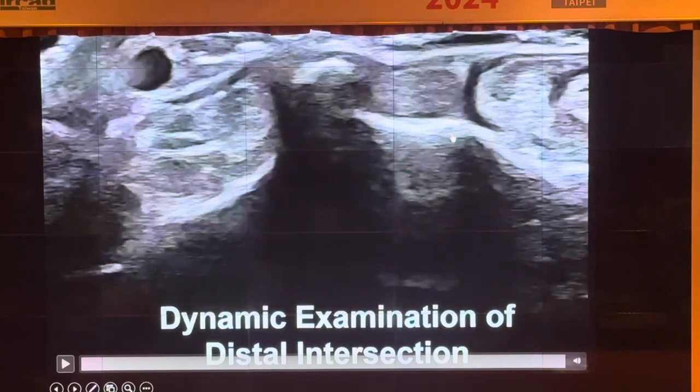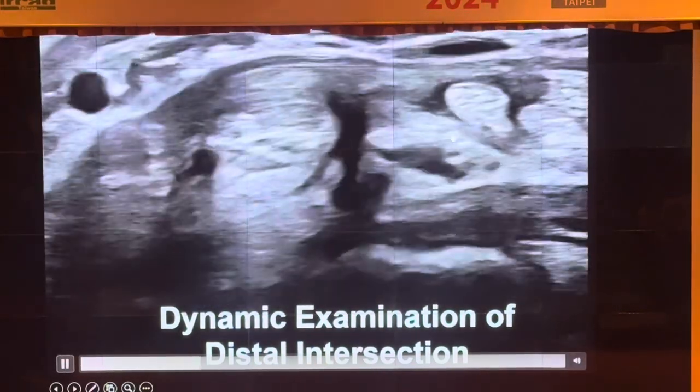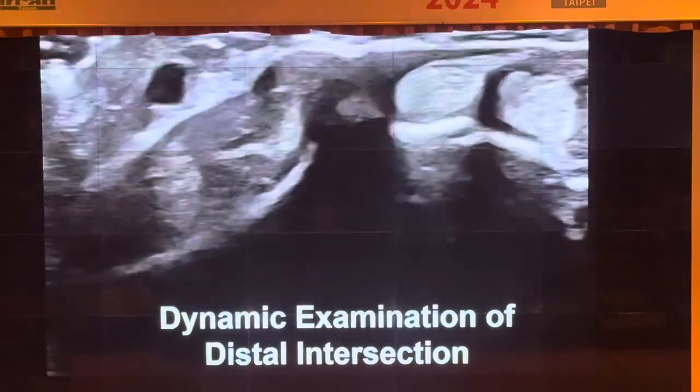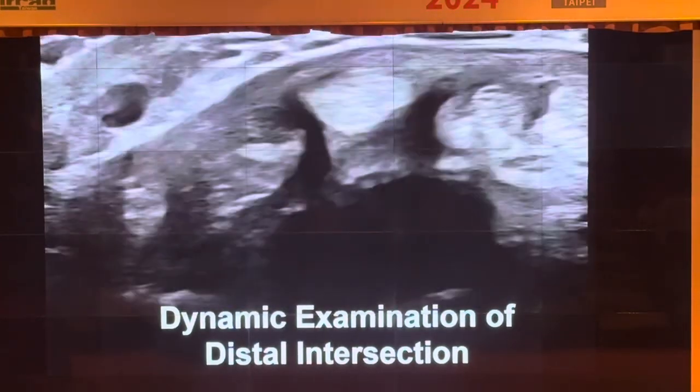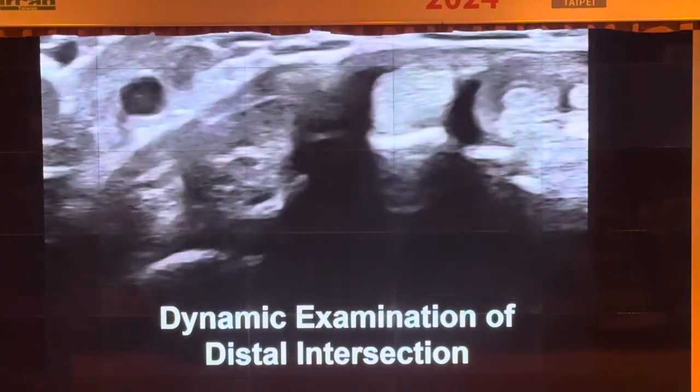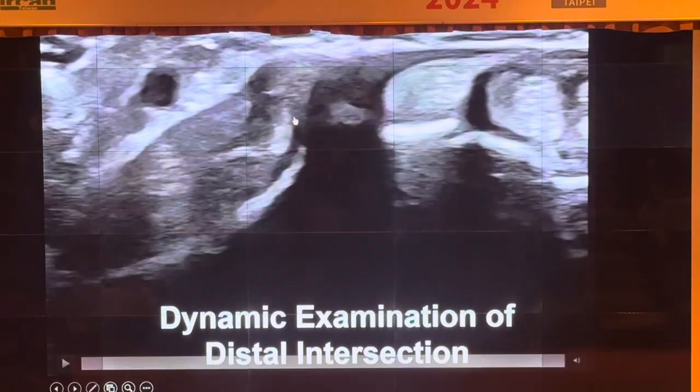The benefit of ultrasound is that it allows us dynamic examination. So we can use ultrasound to see the relationship between, for example, the extensor pollicis longus and the tendons inside the second compartment.